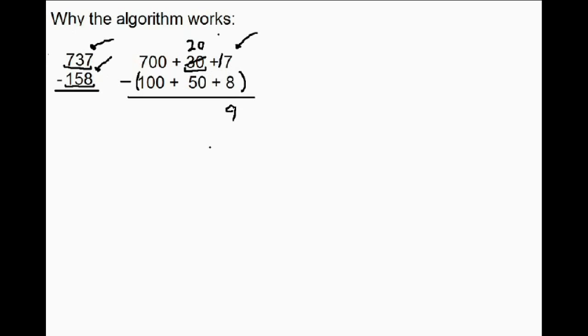Similarly, when we go to our next place value, we have 20 minus 50. I can't subtract 20 minus 50 here, so we have to borrow 100 from the 700. I'm going to take 100 away from 700, making it 600, and add it to our 20, making it 120. 120 minus 50 is 70. And now our biggest place value, we have 600 minus 100, which is 500.